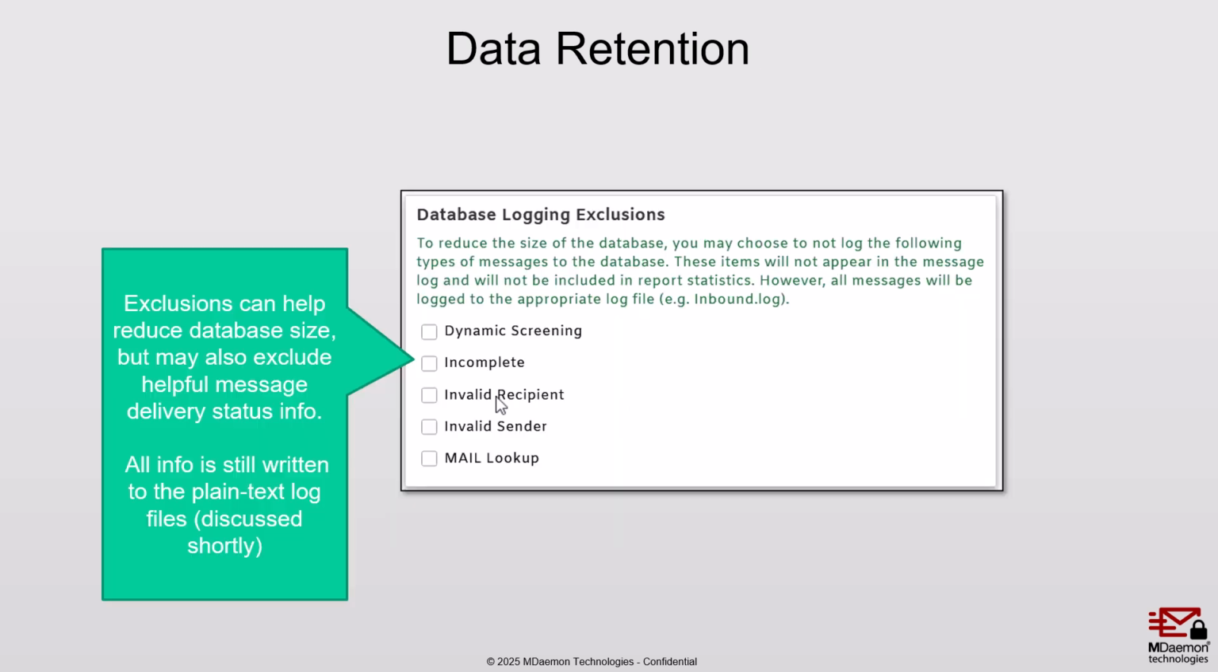You can also configure database logging exclusions, so these can help reduce the database size, but they may also include helpful message delivery status information. However, if you choose not to log dynamic screening data, invalid recipient information, invalid sender, mail lookup data, things like that, you can still navigate to the plain text logs, which we'll talk about shortly, to find that information.